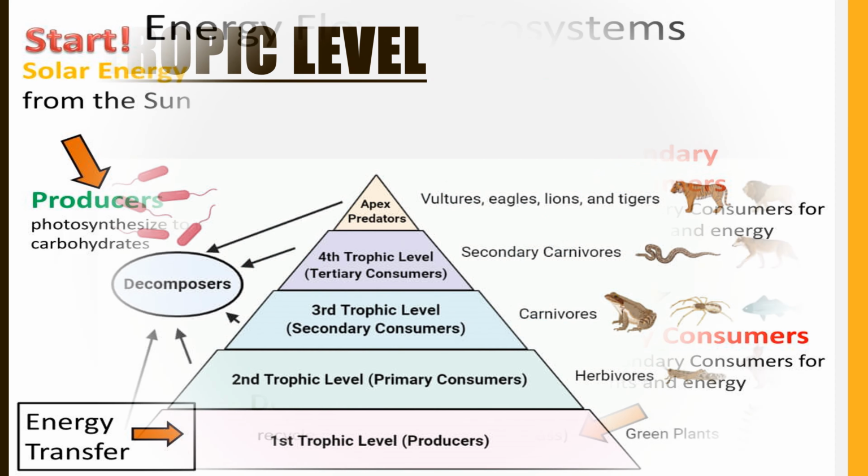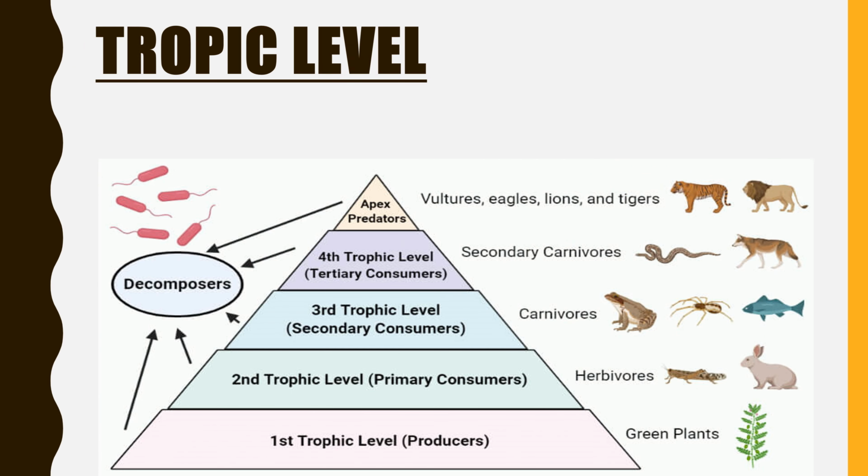Now, over here you can see this is in the form of a pyramid. This is also known as the pyramid of numbers. Okay. Now, over here, the first trophic level is the producers or the green plants. The second trophic level is the primary consumers, that is the herbivores. And the third trophic level is the secondary consumers, that is the carnivores. And the fourth trophic level is the tertiary consumers or the secondary carnivores. And the apex is the predator. Predators are vulture, eagle, lion, and tiger. Okay, understood? So this is all about the trophic level.